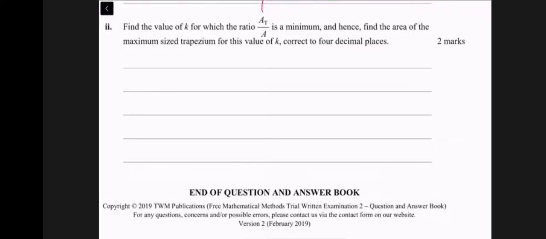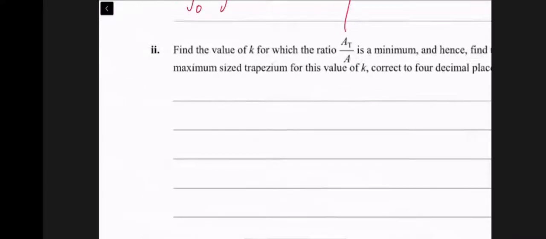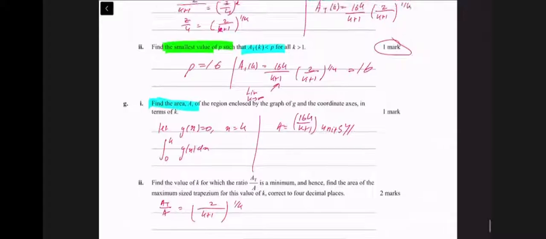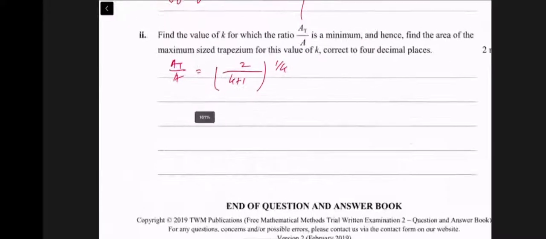So find the value of k for which T on A is a minimum, and hence find the area of the trapezium. The first thing is to find what T on A is. So that's (2/(k+1))(1/k), because if you compare this and this, you've just gotten rid of this here. So it's just this part.